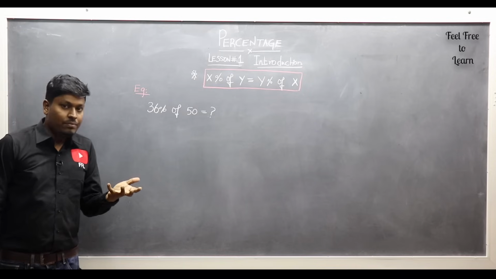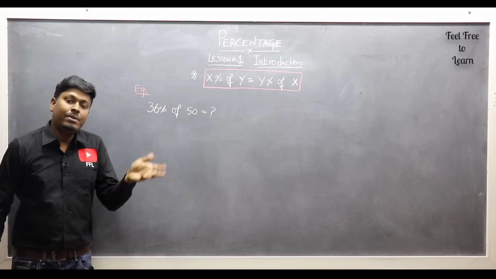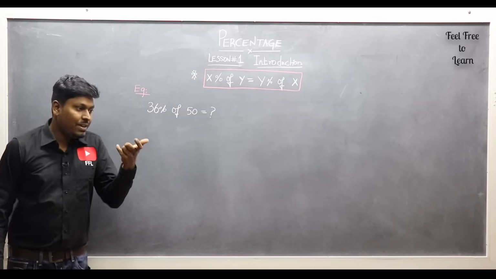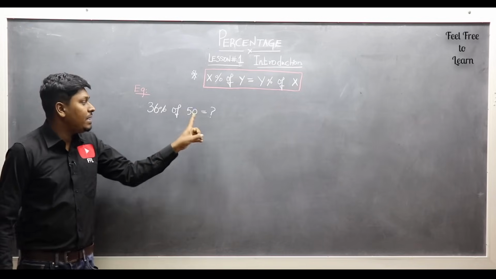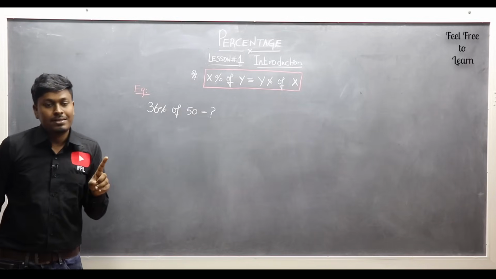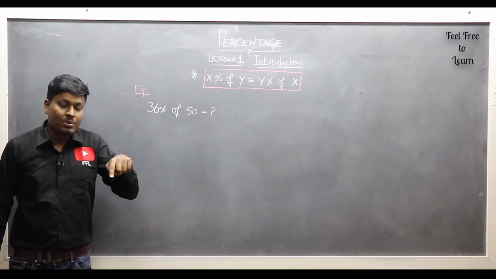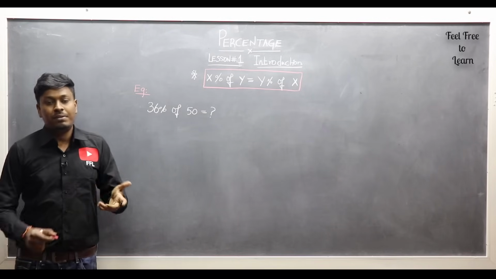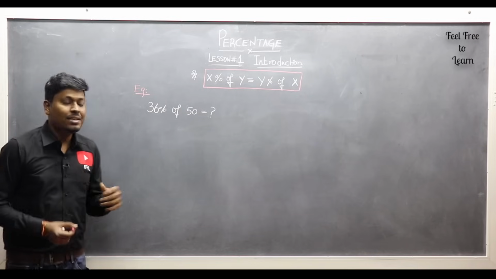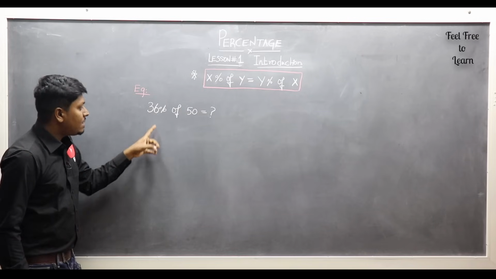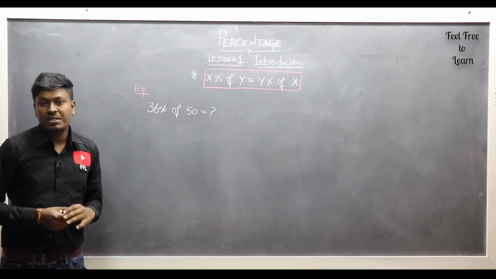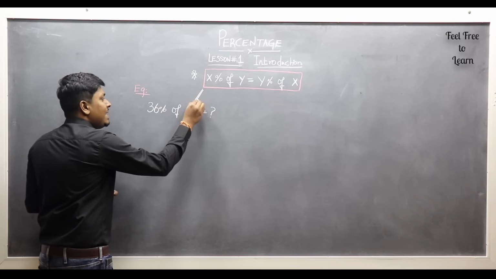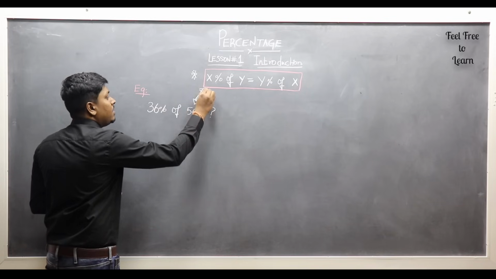What we usually do is find what is 10%, then multiply by 3 so that we get 30%. Then we need to find what is 6%. We find what is 1%, then multiply by 6 so that we get 6%, and then finally we add both the answers so that we get 36%. Or otherwise we divide 36 by 100 into 50 and cancel all these values. But by using this property, you can easily change these both numbers.